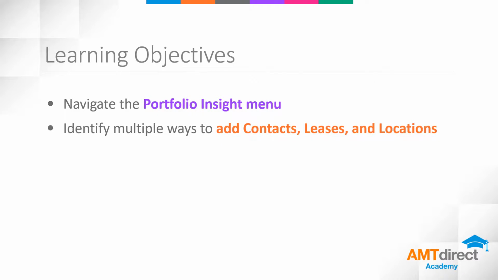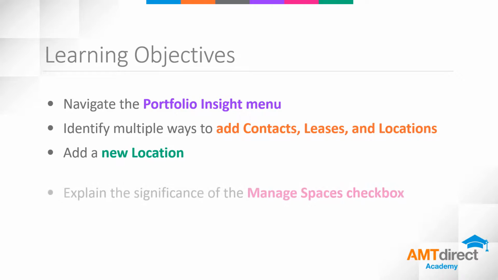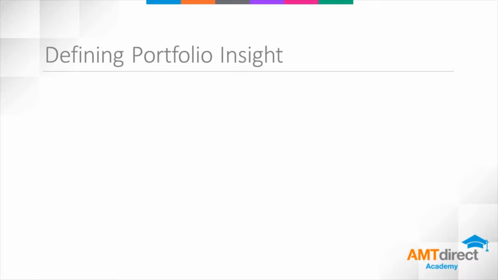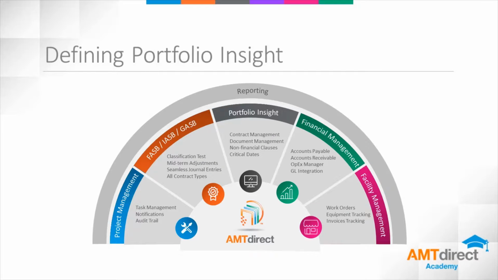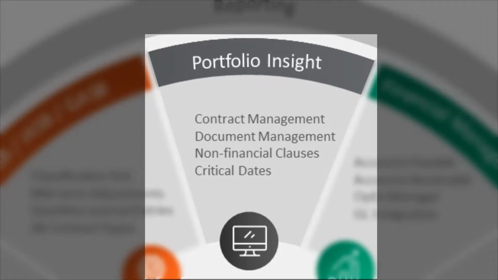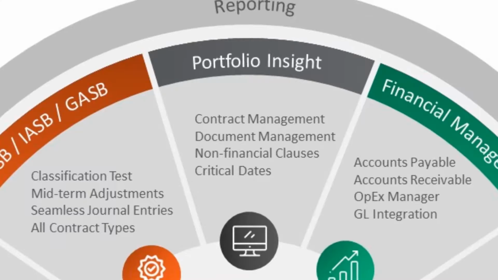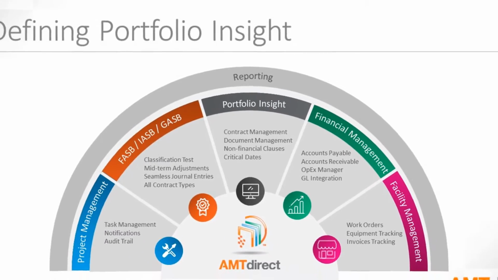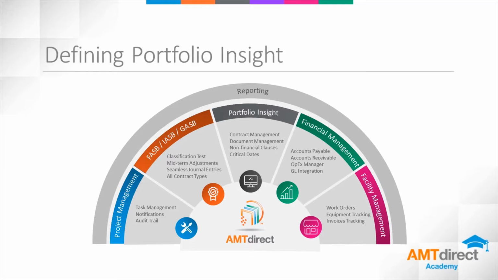add contacts, leases, and locations, add a new location, and explain the significance of the Manage Spaces checkbox. So, what is Portfolio Insight? Portfolio Insight is the cornerstone module of AMT Direct. It is the area of the system that contains all of your real estate data and documents. Consolidating your portfolio gives you the insight you need to successfully manage and grow your business.